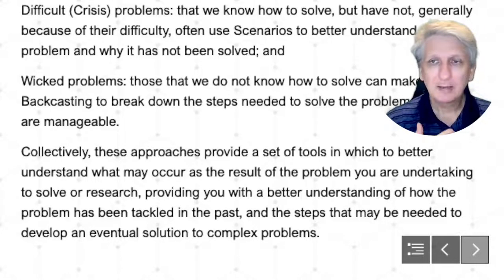So collectively we use those three tools in futures thinking to get a better understanding of the problems that we're trying to solve and have some techniques in which to start trying to address those problems. Now it's mostly through gaining a better understanding of the problems. But that is often the very first step in trying to enact a solution.